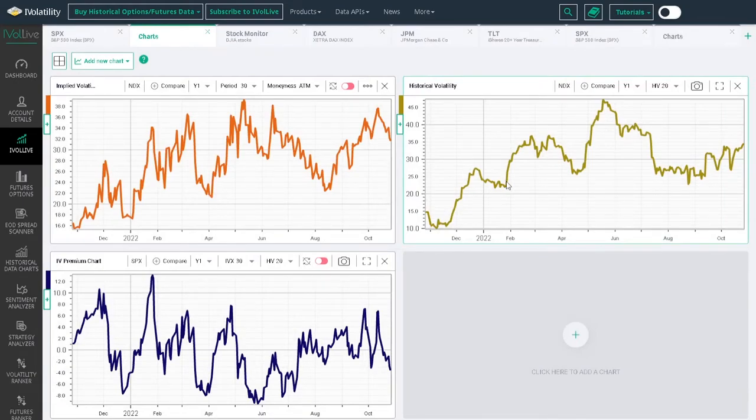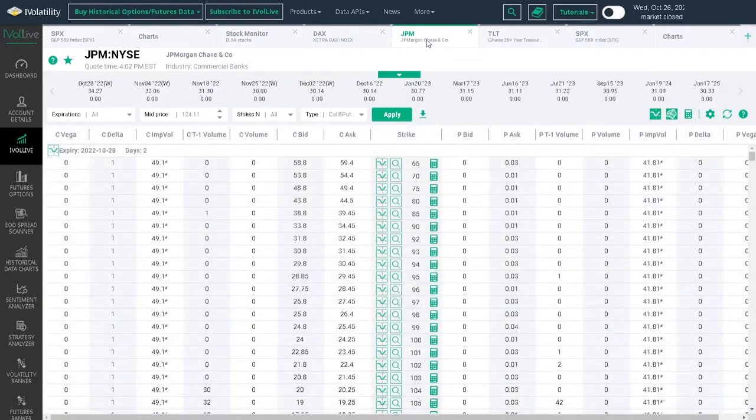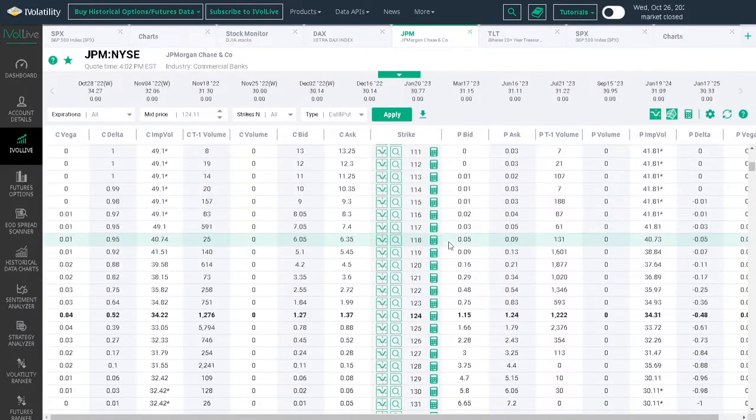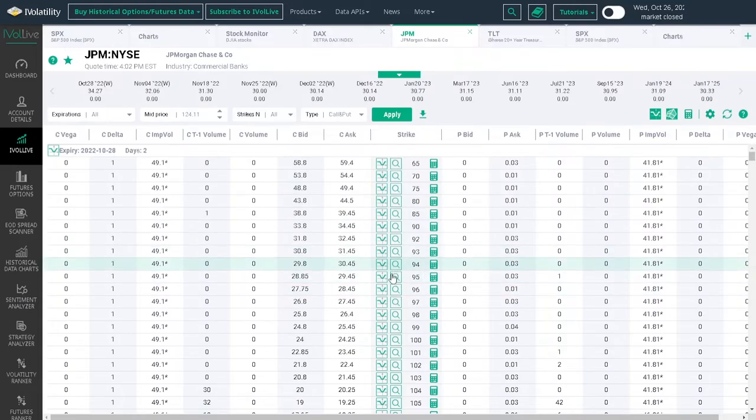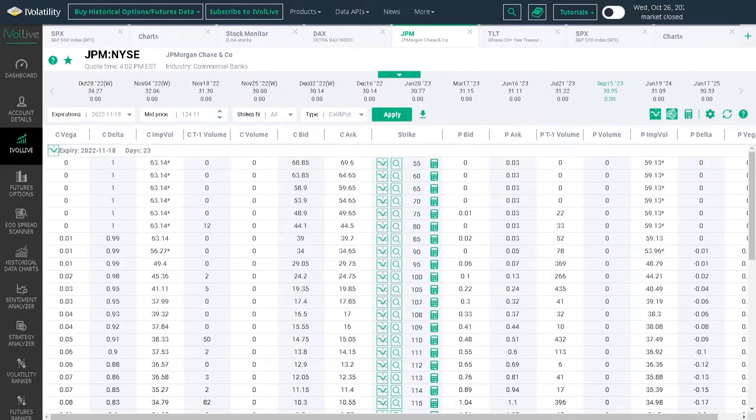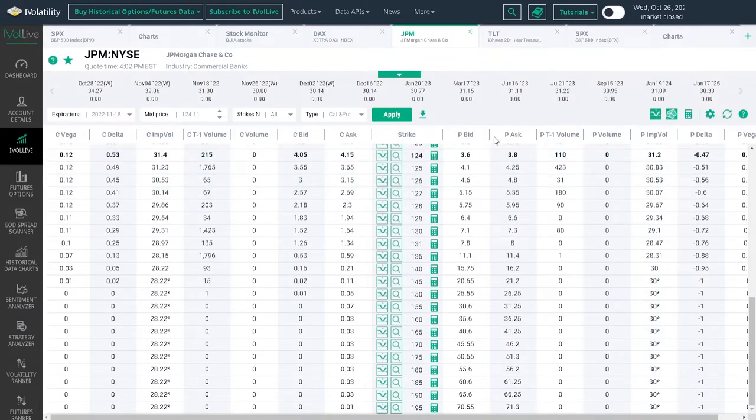It's going to be available in two places, in charts and in the underlying page. If we go, for example, on JP Morgan, and I have the JP Morgan tab already open there, for those who are familiar with the product, you will see that we've added this little icon next to the skew chart icon. So if on JP Morgan we look at the December options, we have all the available strikes and a lot of fields that I've selected.